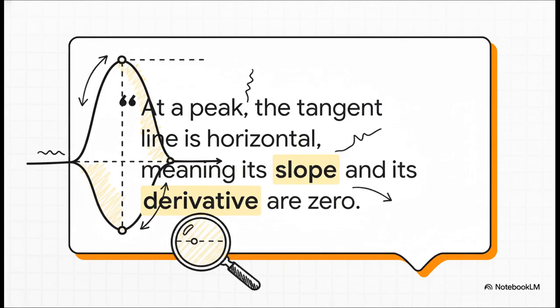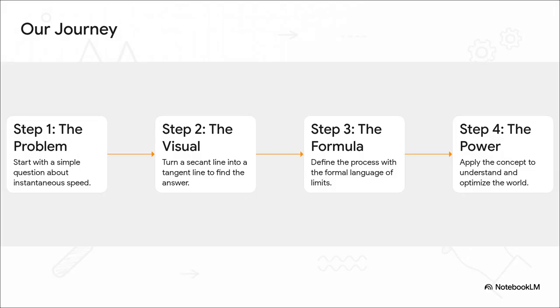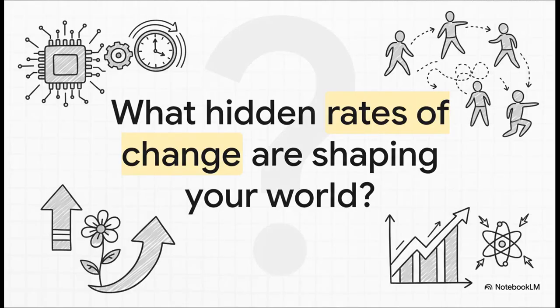It's an amazing trick. So let's just quickly recap the journey we've been on to wrap our heads around this incredible idea. We kicked things off with a simple question about a car. Then we found a really elegant visual answer using geometry, turning a secant line into a tangent line. After that, we captured that whole process with a formal definition using limits. And finally, we saw how that one single idea unlocks the power to analyze and optimize pretty much everything around us.